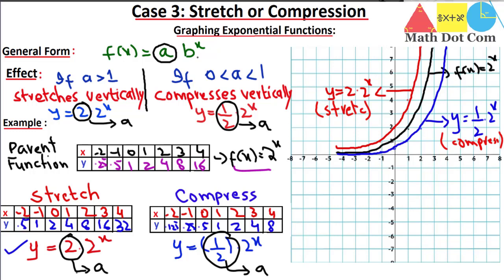For example, in the stretch on 3 we have 16, but in the compress on 3 we have 4. It means we have a higher value of y on 3 in the stretch and a lower value of y on 3 in the compress. So this is how you can plot the stretch or compression.